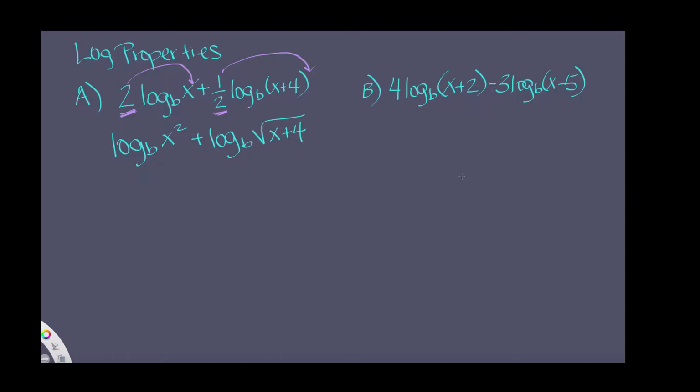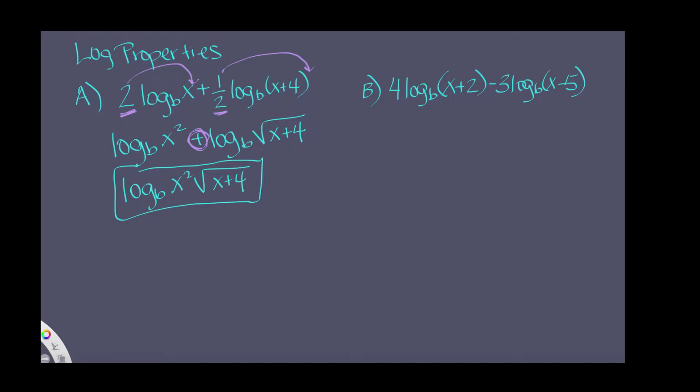Right, and now we have this plus sign here, and if you remember that the sum of two logs is the same as the product of the arguments. Right, so we can rewrite this guy as log base b of x squared times x plus 4, and that's all we can do. So the idea of condensing is that you only actually want to see the log one time, right? So the log of a product is the same as the sum of the two logs, right? So that's that property there.